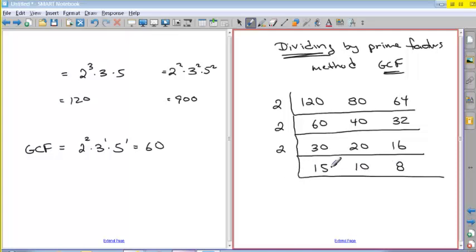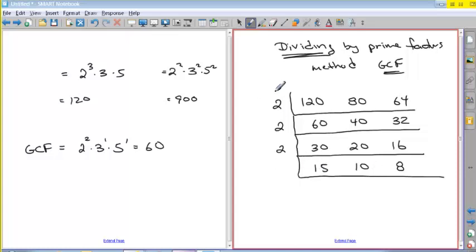No. Can I divide them all by 3? No. Can I divide them all? So you've got to divide all of them. These can both be divisible by 5, but this one's not. These can be divisible by 2, but that can't. This can be divisible by 3, but these both can't. So that's all I have.